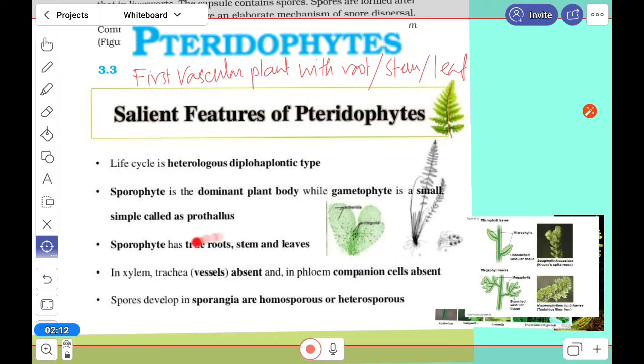The sporophyte forms the true root, stem and leaf. Xylem and phloem are present, but you have to remember that tracheids or vessels are absent in this, and in phloem the companion cells are absent. And they are homosporous and heterosporous, which we will also see.